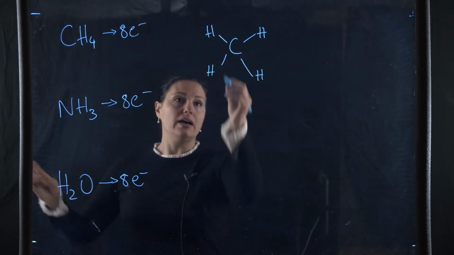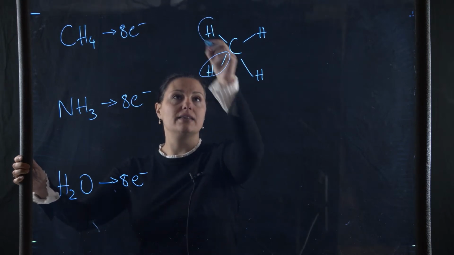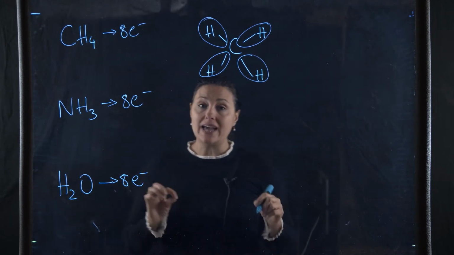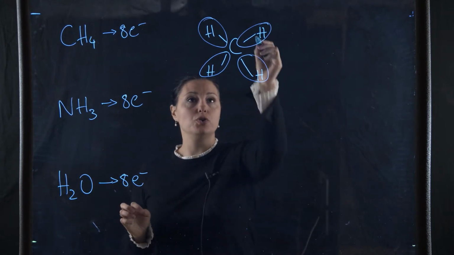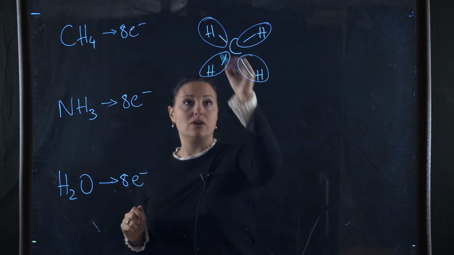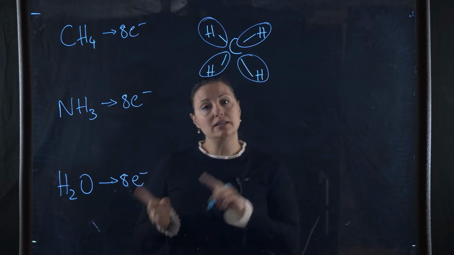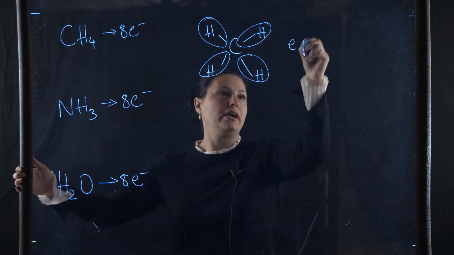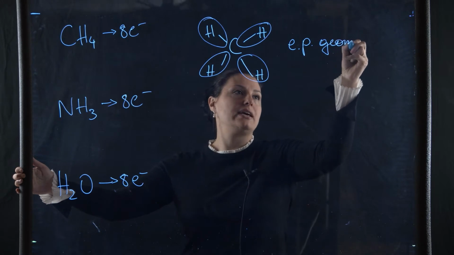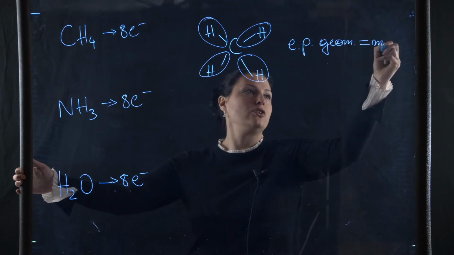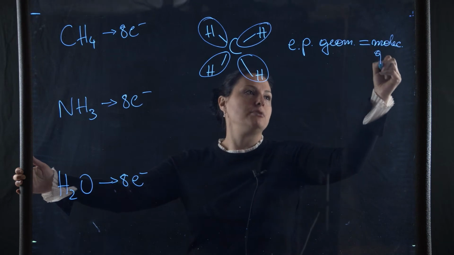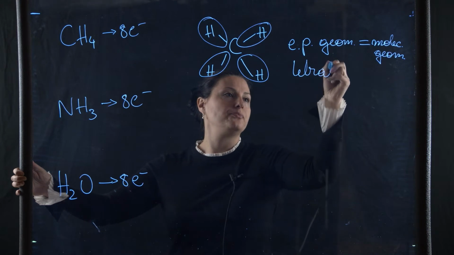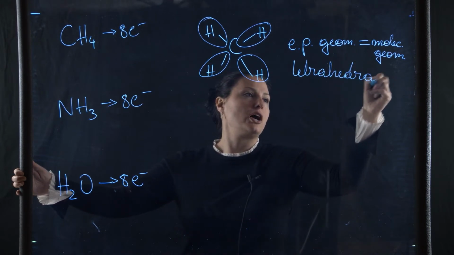Now, when I have four groups like this around the central atom, and 4 atoms around, so I have 4 groups, but I also have 4 atoms around the central atom. That means the electron pair geometry and the molecular geometry are the same. So electron pair geometry in this case is the same as the molecular geometry, and this is called a tetrahedral geometry.